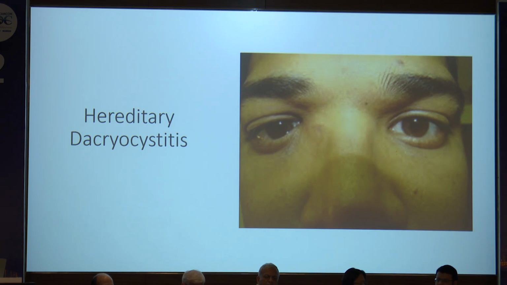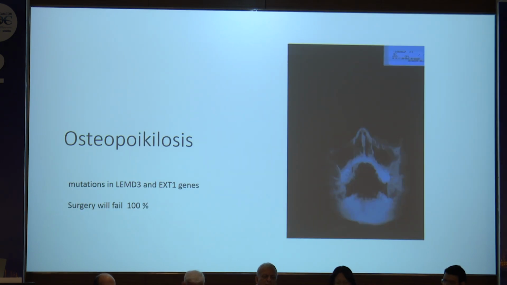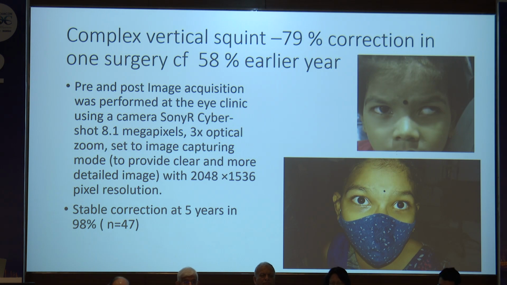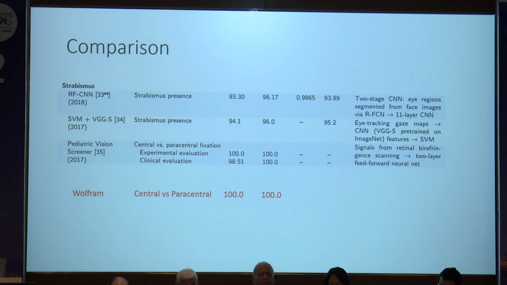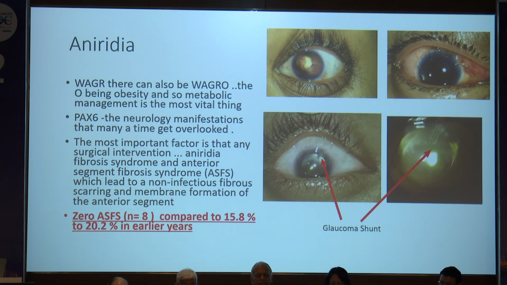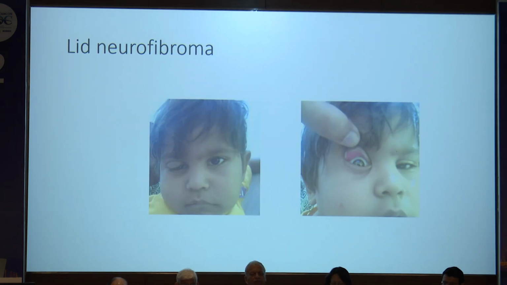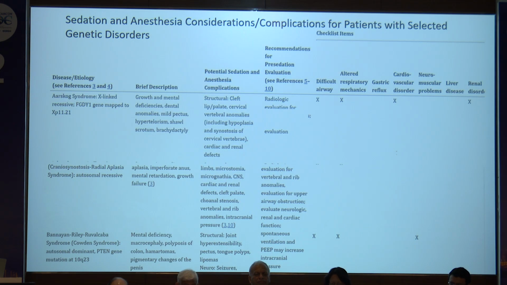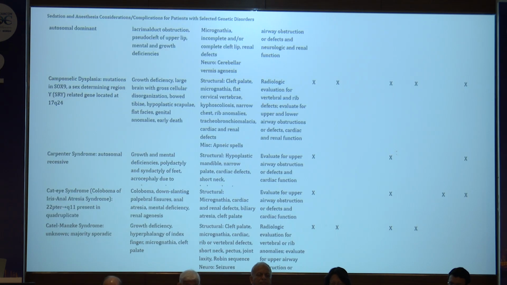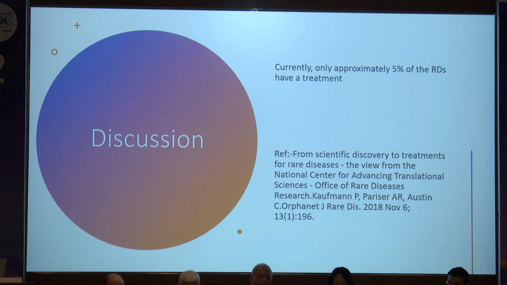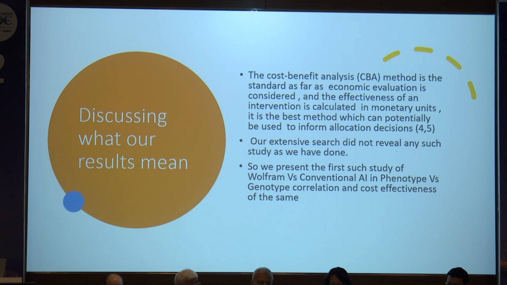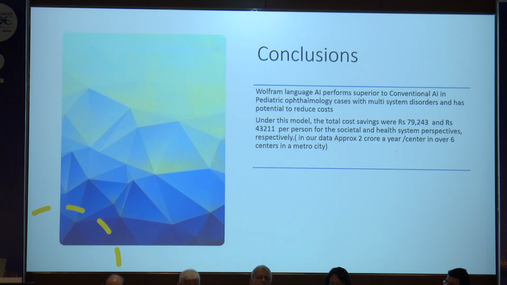Hereditary dacryocystitis is something that we used. Osteopetrosis, LMD, and clawfoot, thyroid, squint, complicated squints, and comparison, this was better. NIRD, it was better. Prader-Willi, optic nerve, neurofibromas, and syndromic ptosis. Sedation and anesthesia were considerations, and we discussed that only 5% had treatment so far. We now got treatment in 23%. Application, it gives you cost-benefit analysis, and conclusion, it is superior to conventional AI. Thank you.